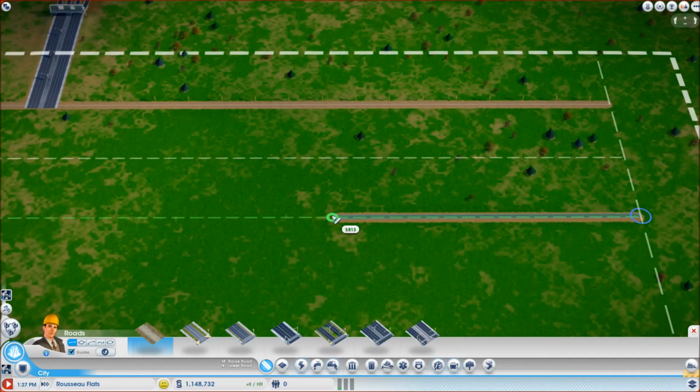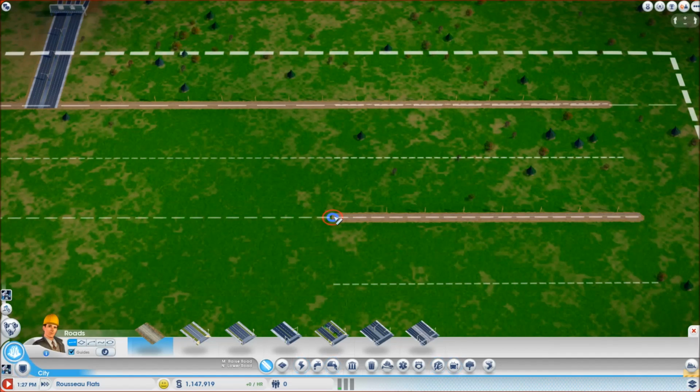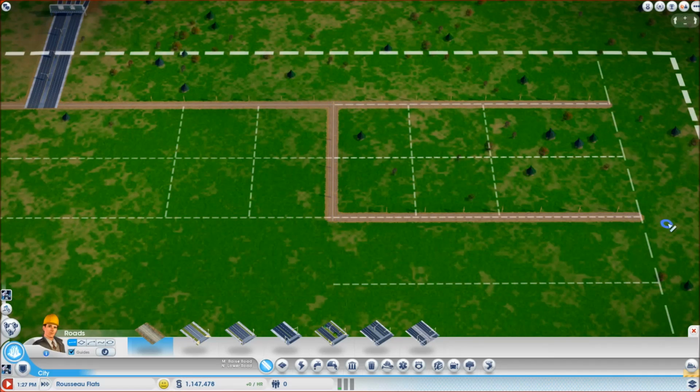Let's look at the measurements for this road. The distance between the two parallel roads should be either 440 or 441 simoleons. At this end, it's 441. That's correct. But at the other end, it's actually 437. That could lead to spacing problems.